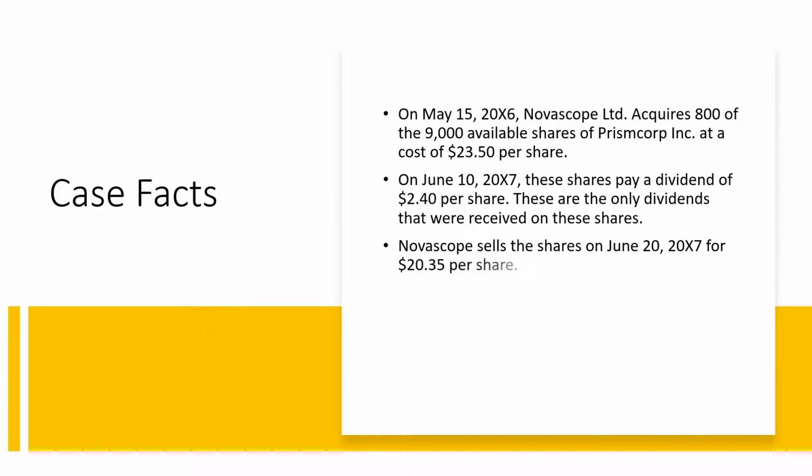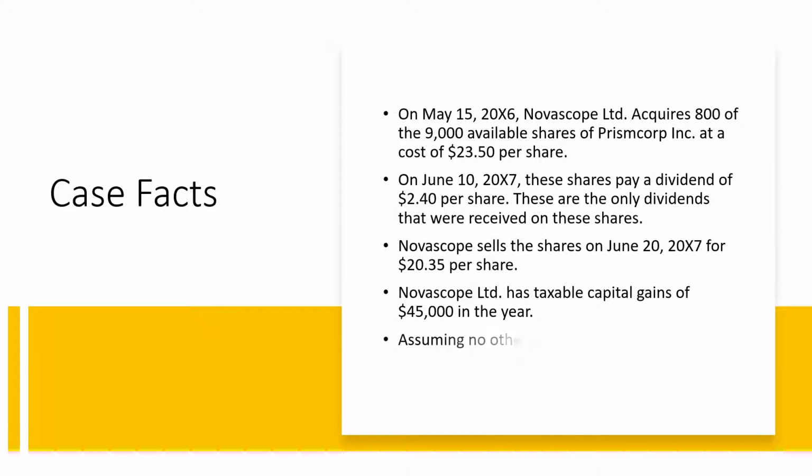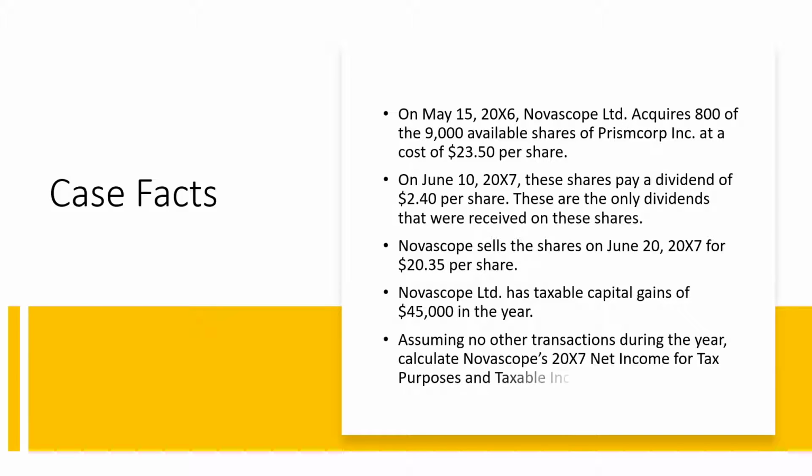Novascope sells the shares on June 20th for $20.35 a share. They have taxable capital gains of $45,000 in the year. And assuming no other transactions during the year, calculate Novascope's 20x7 NITP and taxable income.